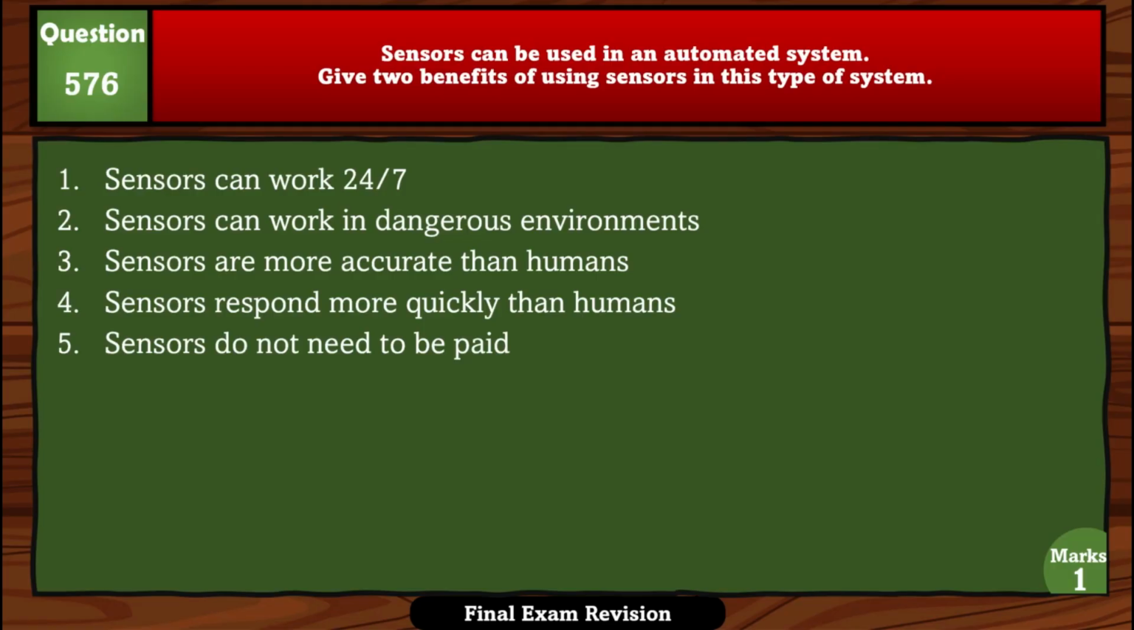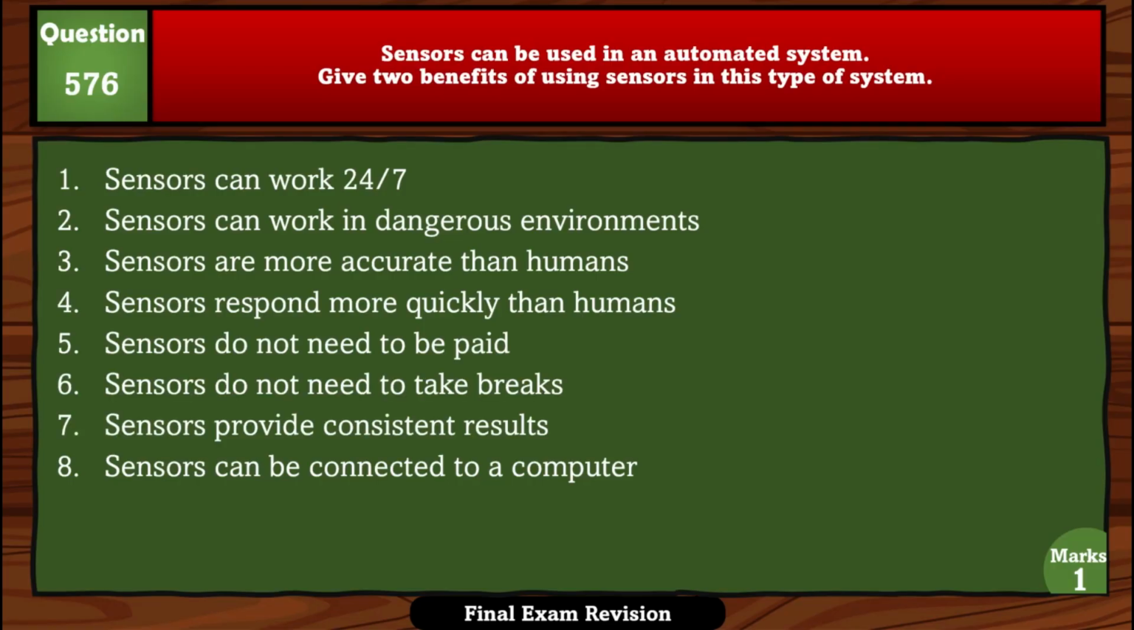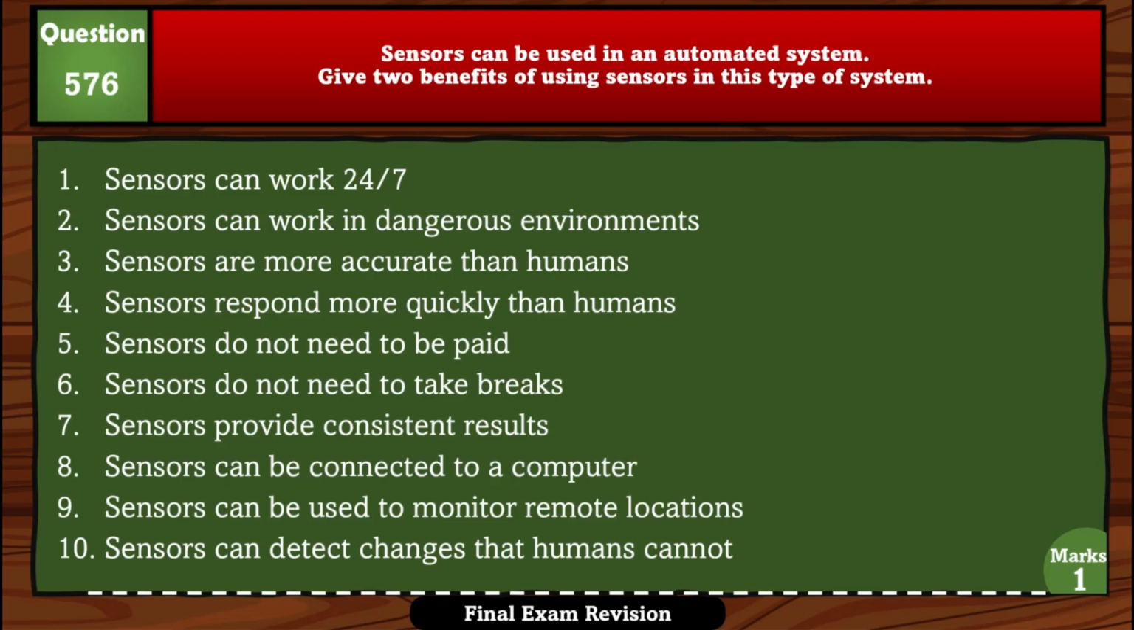Sensors do not need to be paid. Sensors do not need to take breaks. Sensors provide consistent results. Sensors can be connected to a computer. Sensors can be used to monitor remote locations. Sensors can detect changes that humans cannot.